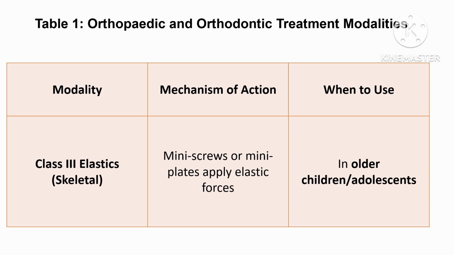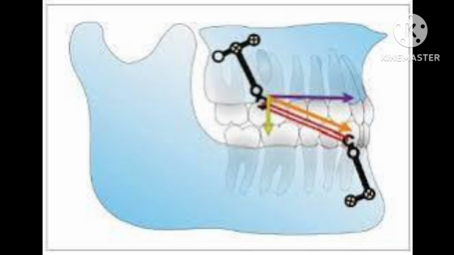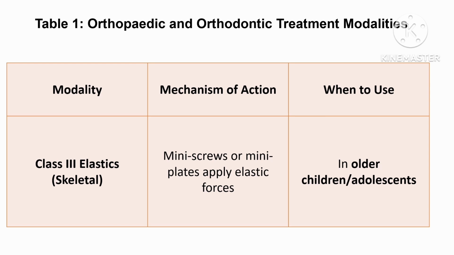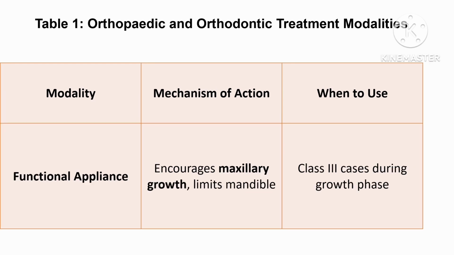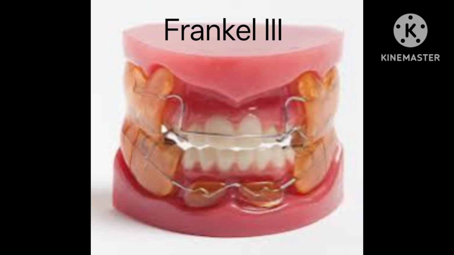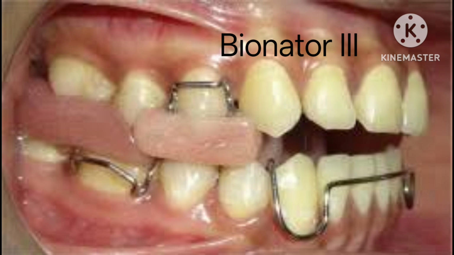Class 3 elastics with skeletal anchorage involve the use of mini implants, mini screws or plates placed in the bone, to which plastic elastics are attached. The force generated helps in repositioning the maxilla and mandible. This method is effective in older children or adolescents where the conventional orthopedic effects are limited. Functional appliances may also be used to stimulate forward growth of the maxilla and simultaneously restrain mandibular development.